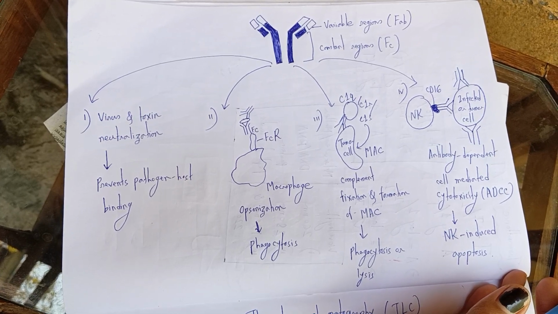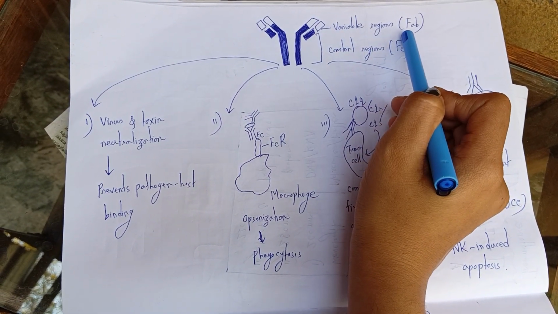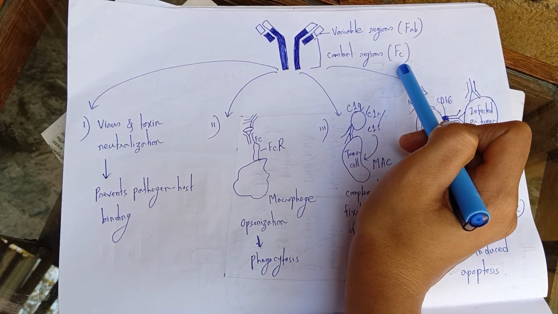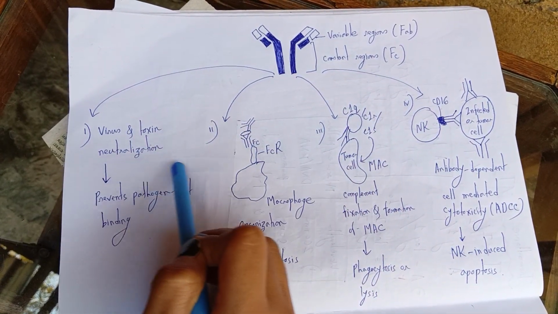We see the different functions of an antibody. So an antibody contains two portions. One is your FAB portion, which is known as the variable region, and another is your constant region, which is called FC, that is fragment of crystallization. So we see now different functions of an antibody.